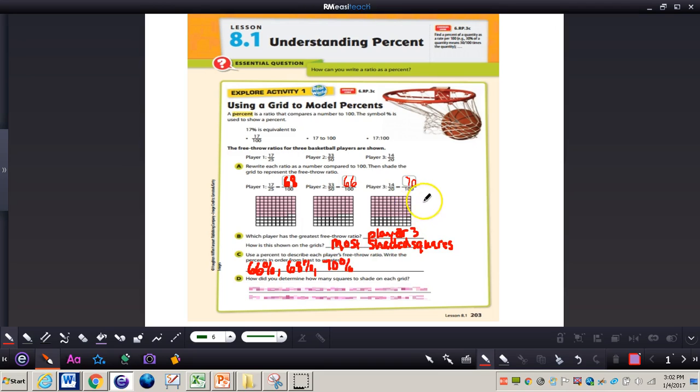How do we know that 70%? How do we know it's 66? How do we know it's 68? Because it's compared to 100. The ratios at the top here, 17 out of 25, 33 out of 50, and so on, those are not compared to 100, so it's difficult to find the percentage. But once you compare it out to 100, you can see 70 out of 100 is 70%. Pretty easy to see there.